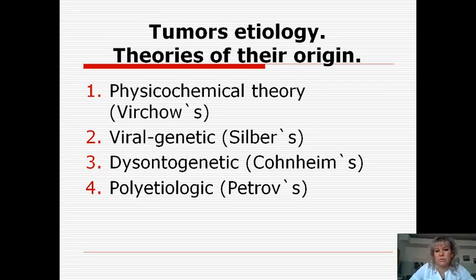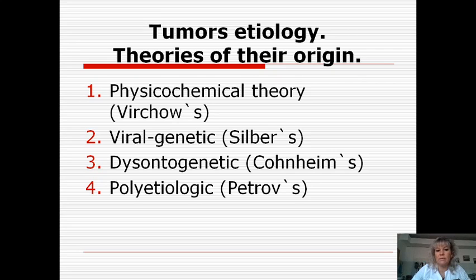Etiology of tumors. There are four main theories of their origin: physicochemical theory, Virchow's theory, viral genetic or Silber's theory, oncogenetic or Cohnheim theory, and polyetiologic or Petrov's theory. More about each of them.